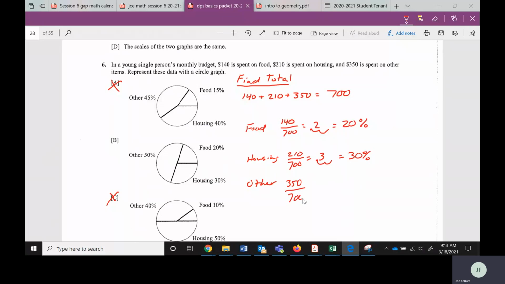350 out of the 700 is for other. You divide, you get 0.5, 1, 2, 50%. And there's our answer. Okay.